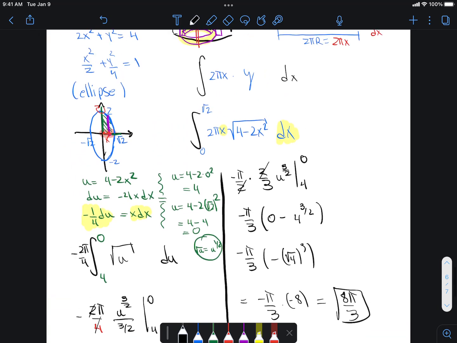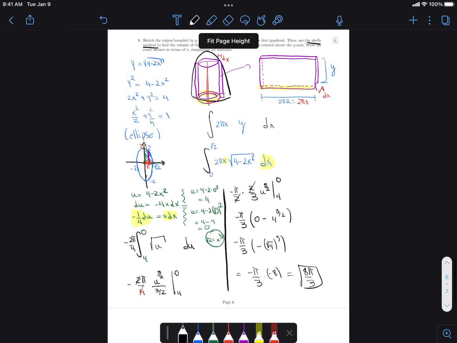So this is it. This is the final question on this list. This is how you calculate the volume using the shells method. Again, I'd really appreciate a drawing on this question.